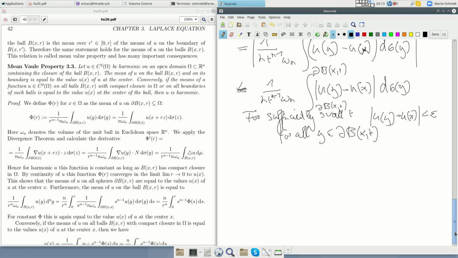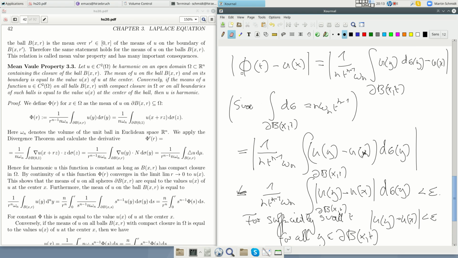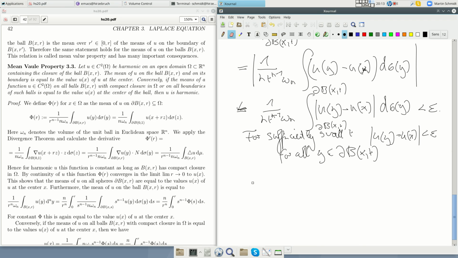This is the continuity. And then, since this is a mean, this is smaller or equal to epsilon. Indeed, by continuity, it's really smaller than epsilon, but this is not important. So also, since this is the argument, this becomes arbitrarily small for sufficiently small r. So we see, and this proves now the convergence. Now we really see that this converges.